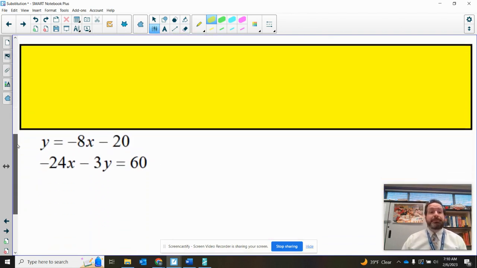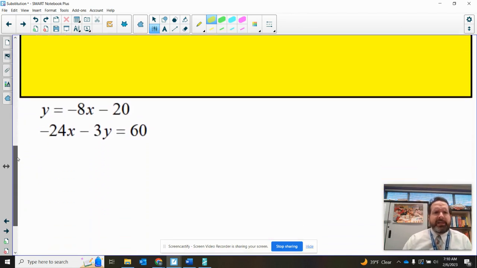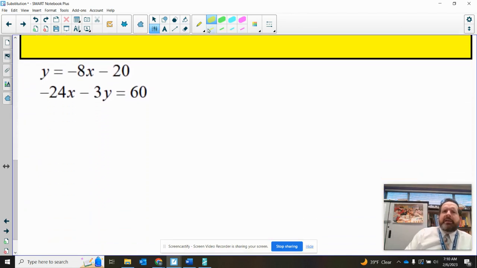Special case number 2. Let's see what's going on here. Once again, first step of the process is already done for me. I've already got a variable by itself. This y is equal to this stuff. So in the second equation where I see the letter y, I can replace it with this stuff.